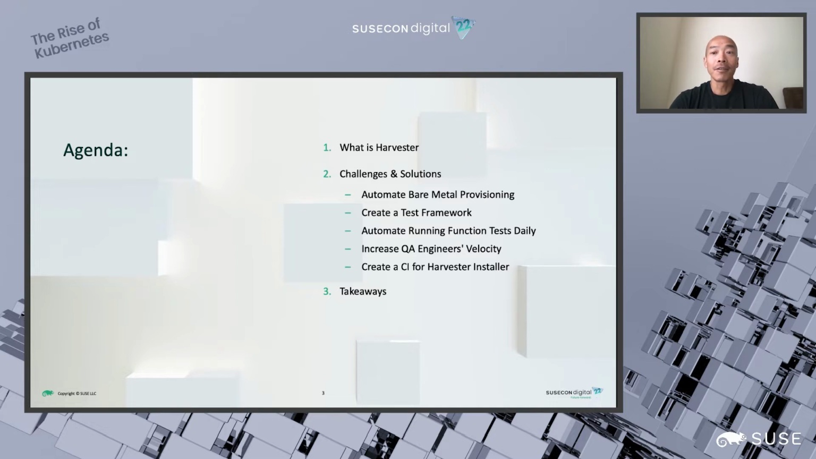In this session, I will take you through our journey with challenges we were facing and the solutions that we came up with. But before we get into that, we'll do a quick introduction on Harvester for those who are not familiar with it. Then we'll dive right into the challenges and solutions, such as automating Harvester bare metal provisioning, creating a test framework to automate the Harvester functional tests, automating running the functional tests on the daily basis, and how to increase engineers' velocity so that we can be more productive and efficient. And lastly, create a CI for the Harvester installer repo. At the end, I'll share some of my takeaways from our test automation journey.